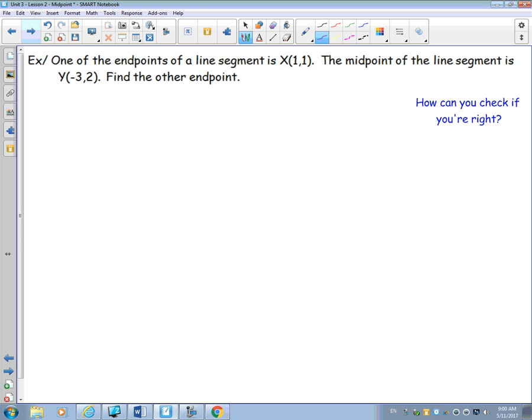Find the other endpoint. So my suggestion here is when we're not so sure about something, especially throughout this unit, let's draw ourselves a picture. That could be helpful. Everything we're dealing with is on the Cartesian plane. So if I draw it out, I might get some ideas. So 1, 1, x is right about there. That's an endpoint. Negative 3, 2 would be about here. That's y. Negative 3, 2. Oop, not negative 2, positive 2. And that is the midpoint.